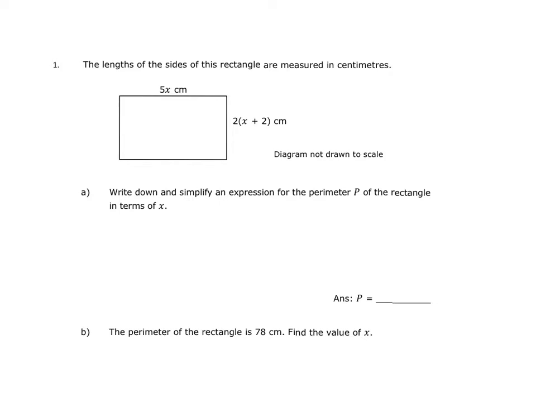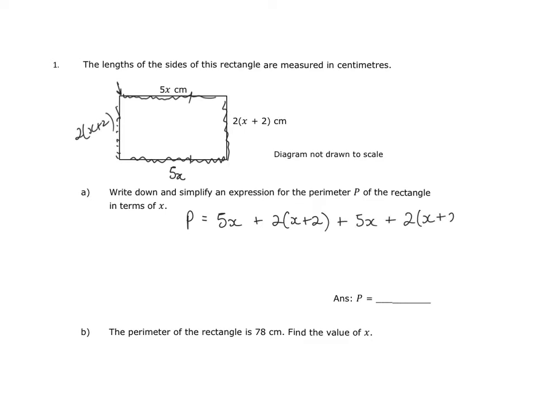So don't forget, the perimeter is the border of the shape. So we have 5x, we have 2x plus 2, and this side, which is 5x, because this is a rectangle and opposite sides are equal. So this last side over here is the same as the one opposite. Okay? So, perimeter, we have 5x plus 2(x plus 2) plus the other 5x plus the other 2(x plus 2).